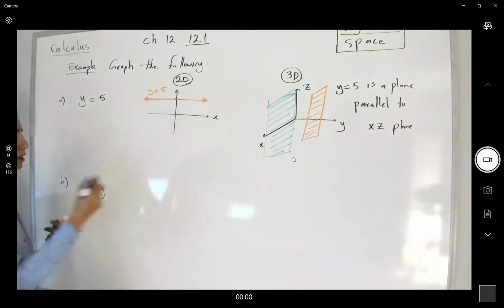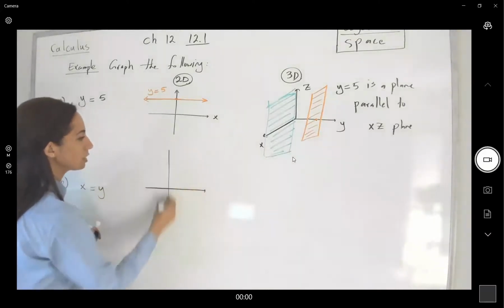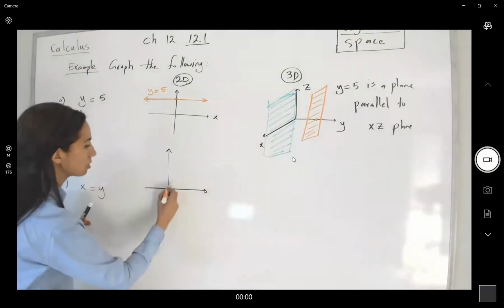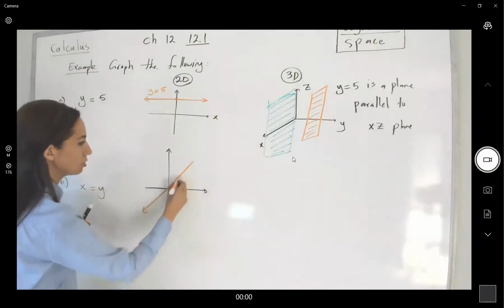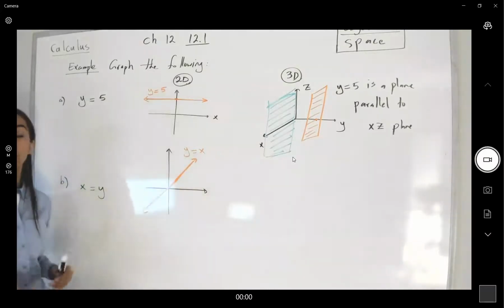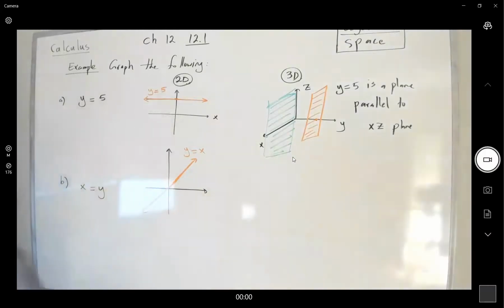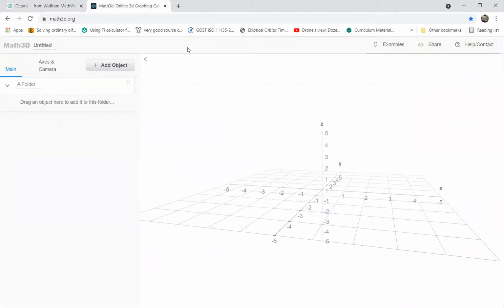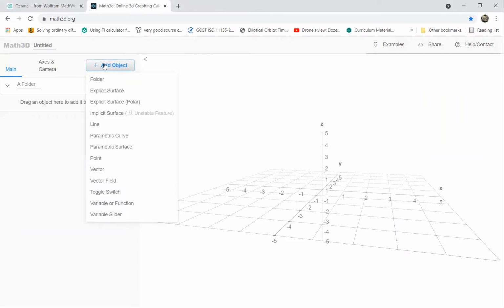What about x equals y? So in 2D, you all know this guy is just a line passing through the origin, and this is y equals x or x equals y. What about in the space? To visualize this in the space, let us use some online websites. So let us go to the website, Math 3D. Let us add an object. Let's see, what do we have here?